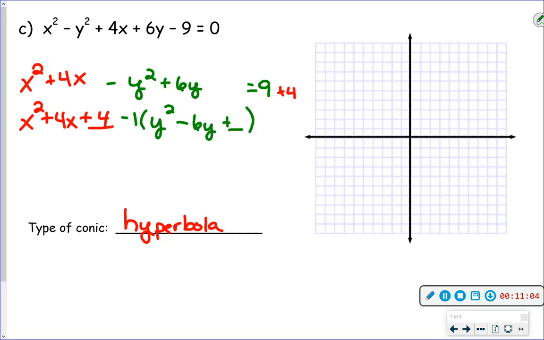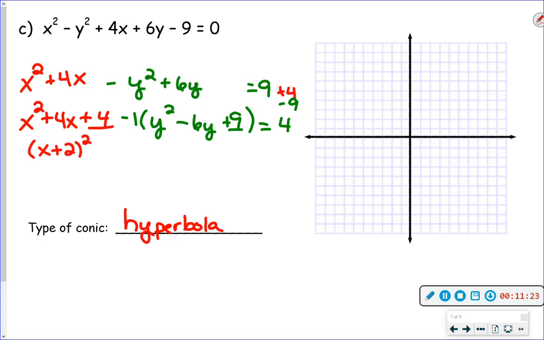Okay, half of 6 squared. Careful. What value are you putting on the other side to balance? Negative 9. All right, so let's total that up. It's not bad. So I'm going to factor, of course. Multiply to 4, add to 4: 2 and 2.